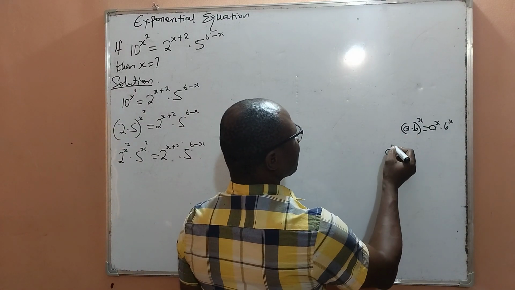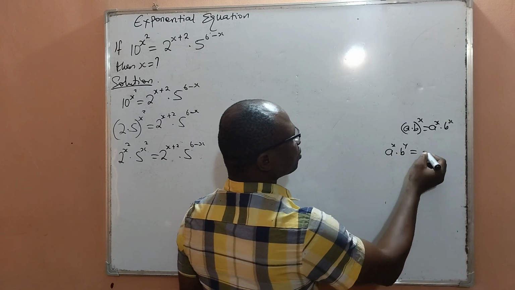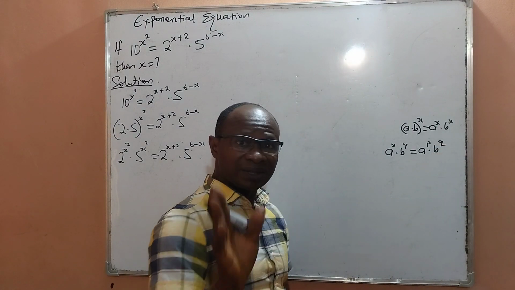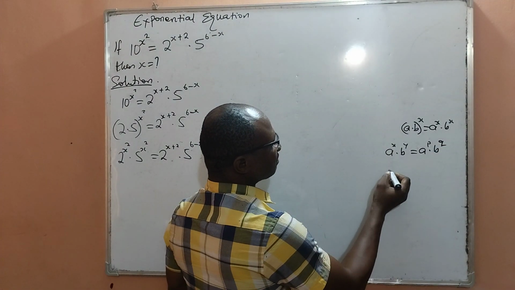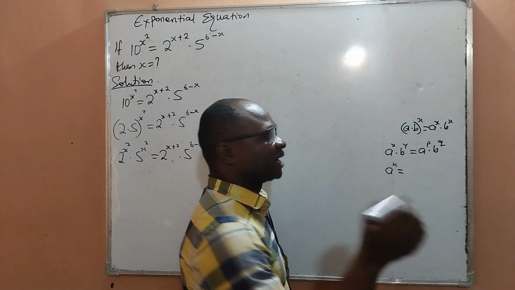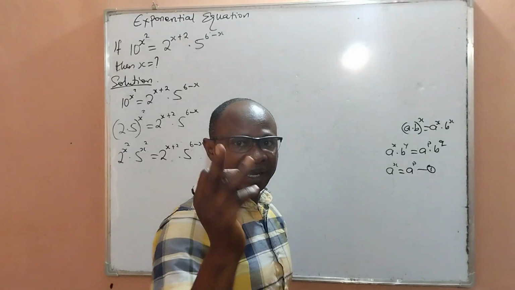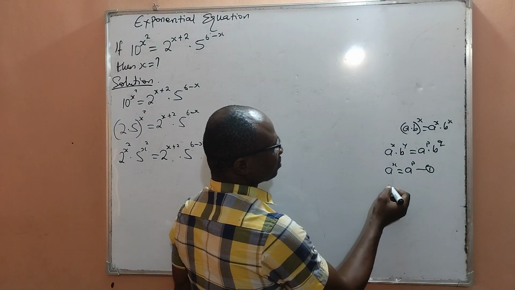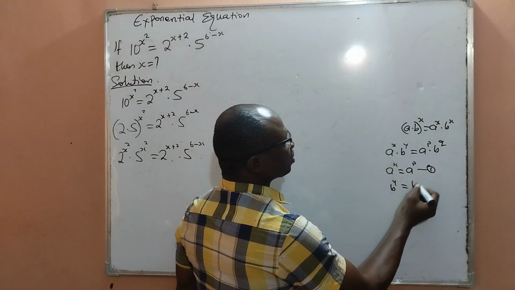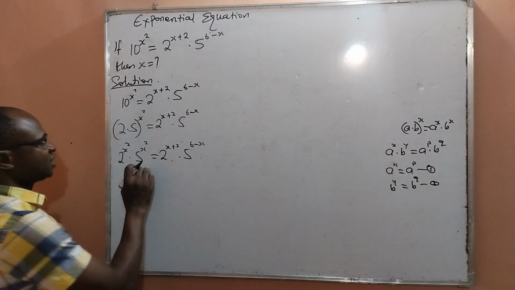Moving forward, let us look at this. If you have a to the power of x multiplied by b to the power of y, and it is equal to a to the power of p multiplied by b to the power of q, what that means is that the first term on the left is equal to the first term on the right, a to the power of p. And that will form for you an equation. Again, the second term on the left, which is b to the power of y, should be equal to the second term on the right, which is b to the power of q. It will form for you another equation. We are going to apply it in this challenge.